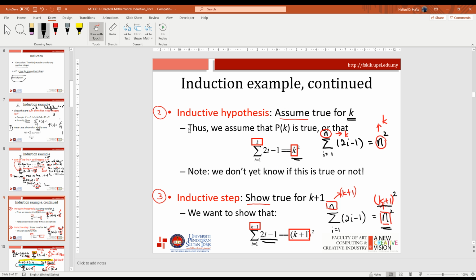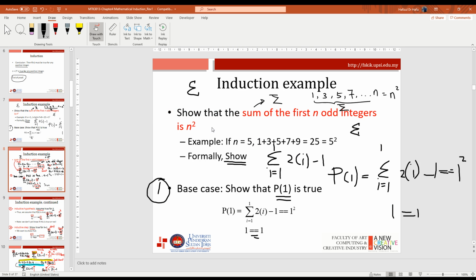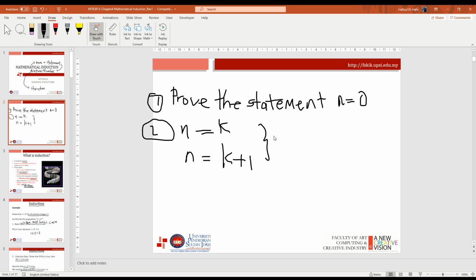Okay, and then the second step is the inductive hypothesis. Assume it is true for k. Thus, we assume P(k) is true, or that we have the sum of k of 2i minus 1 is equivalent to k to the power of 2. Where n was, we replace it by k. Remember, first we prove for n equal to k, and then later the next case is k plus 1.